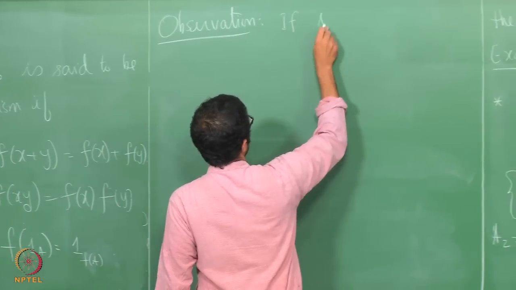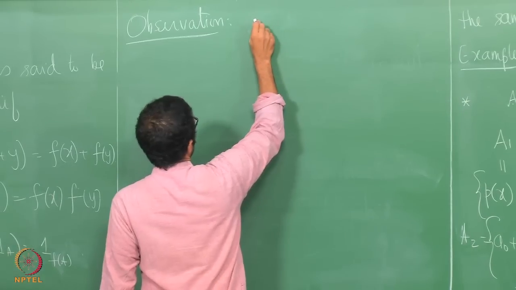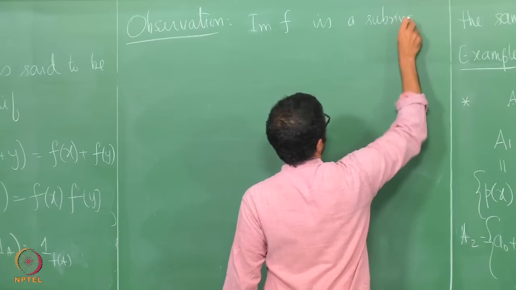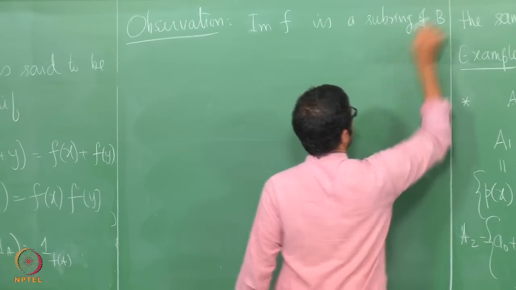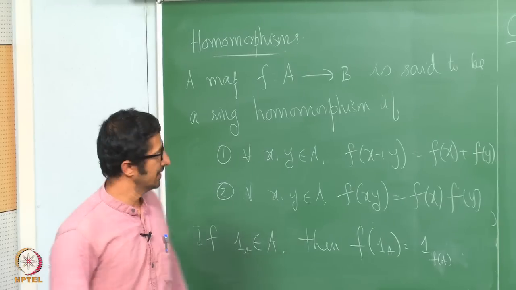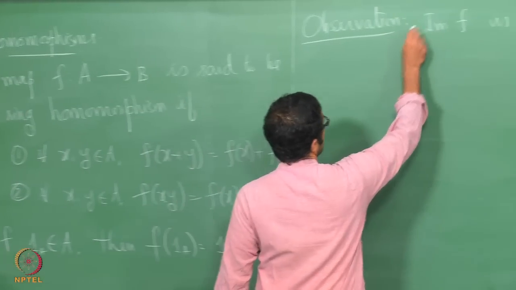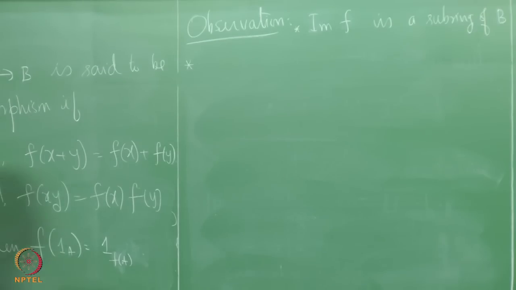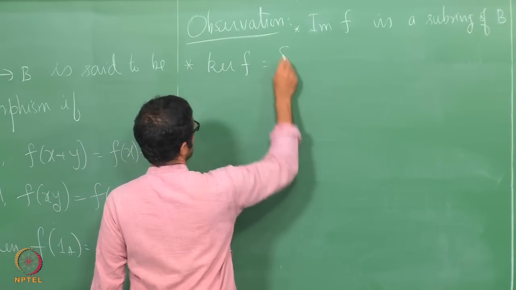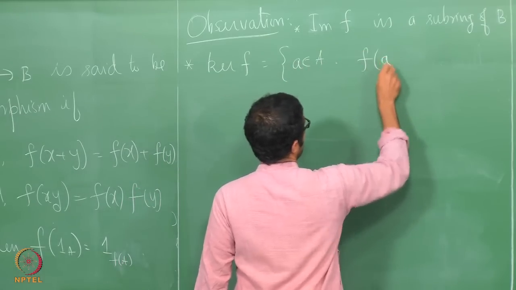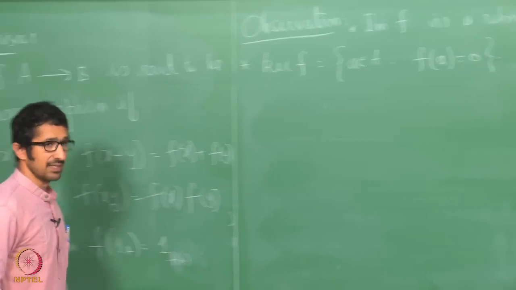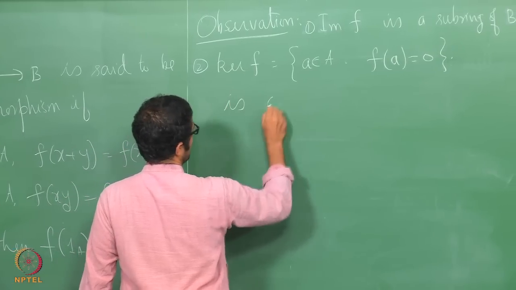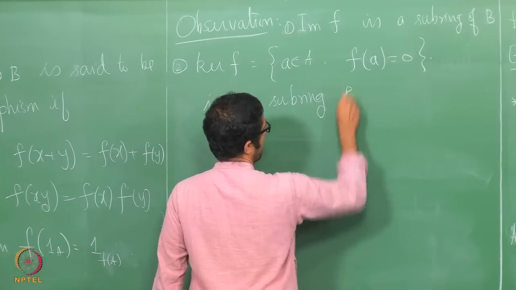So, first observation is that the image of f is a subring of B, okay, and there is another object which is associated with the homomorphism, which is the kernel of f. This is all elements in A such that f of a is 0, and observation 2 is that kernel f is a subring of A.